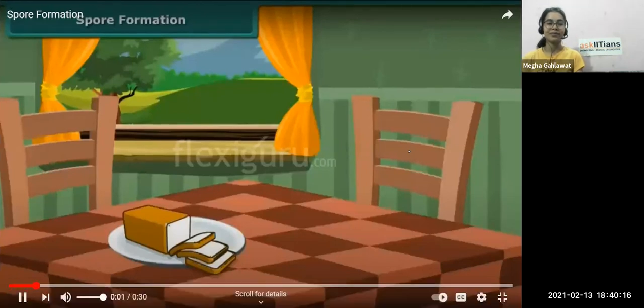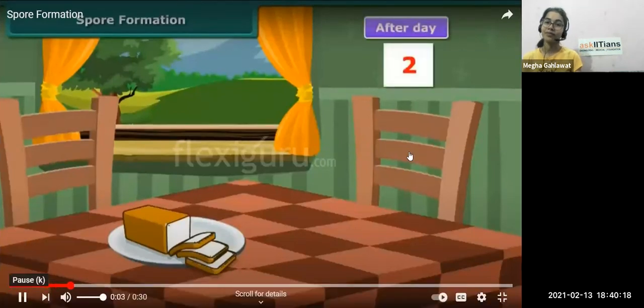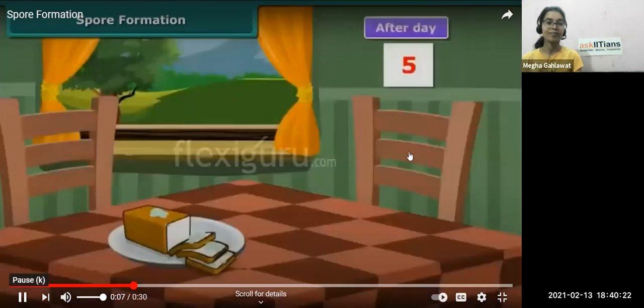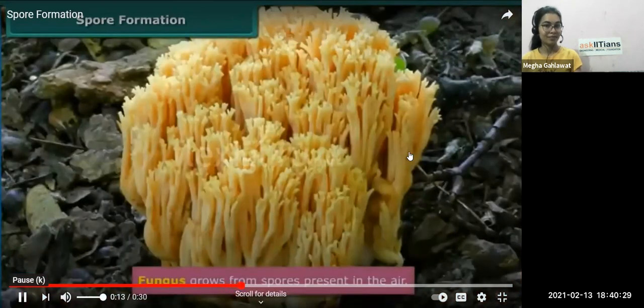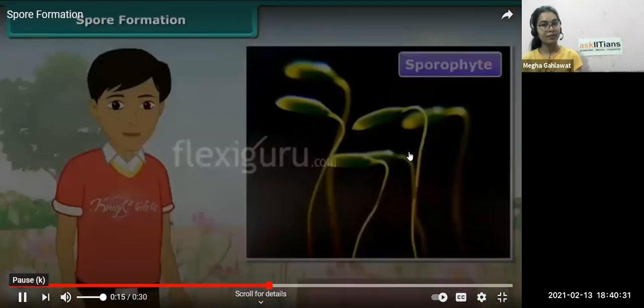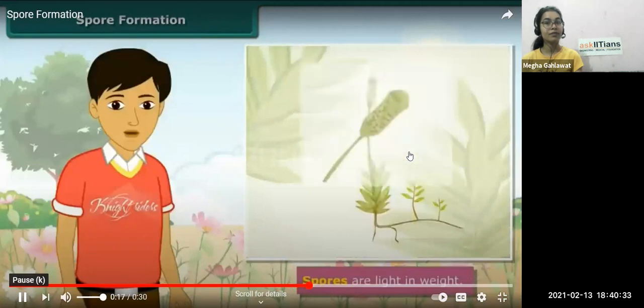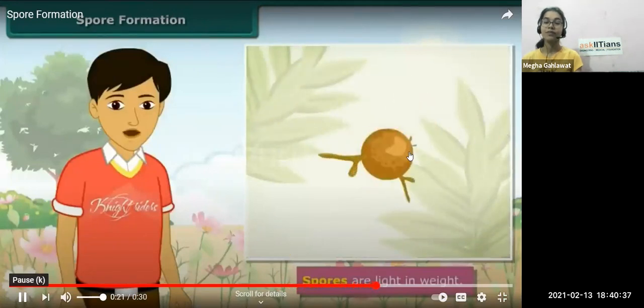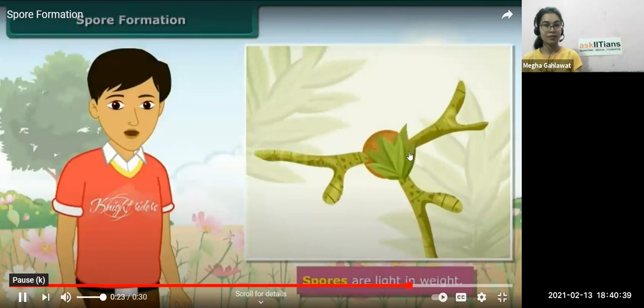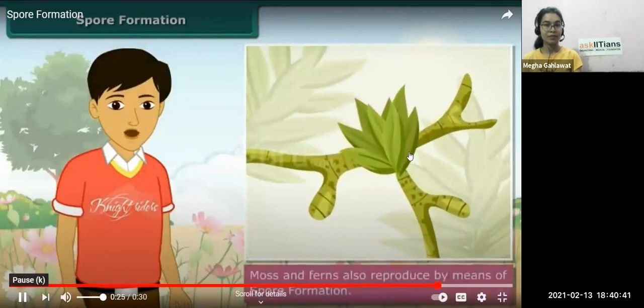Spore formation. What happens if we keep a piece of bread in warm conditions for a few days? Yes, we will notice blue-green fungus grown on it. Fungus grows from spores present in the air. The spores are light in weight, so they keep floating in the air. Under suitable conditions, they germinate and develop into new individuals. Plants such as moss and ferns also reproduce by means of spore formation.